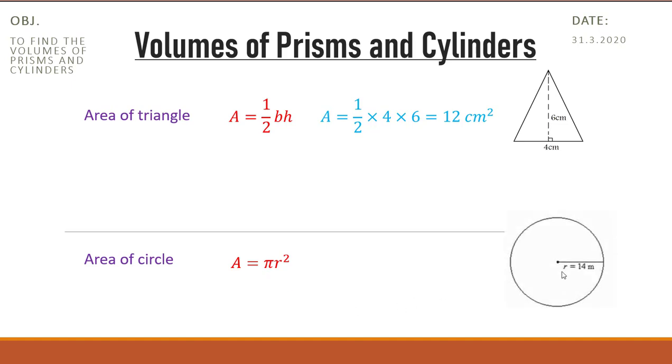If you have a circle like this is the radius length. It's here 14 meter. So sorry, it's not centimeter square, it's meter square. So it's pi multiplied by 14 square, and approximately equals 616, of course meter square, not centimeter square, because here it's meter.